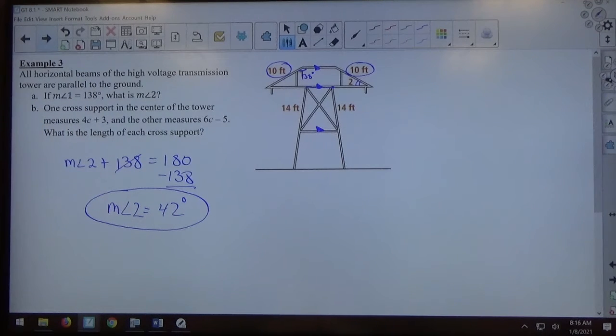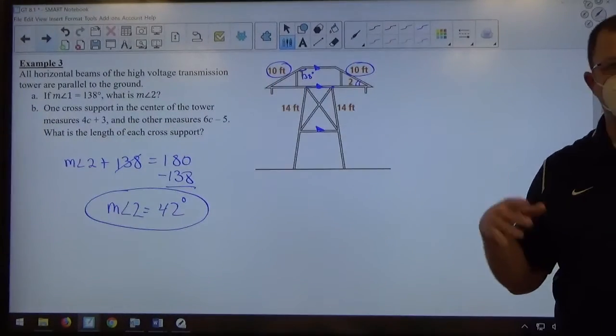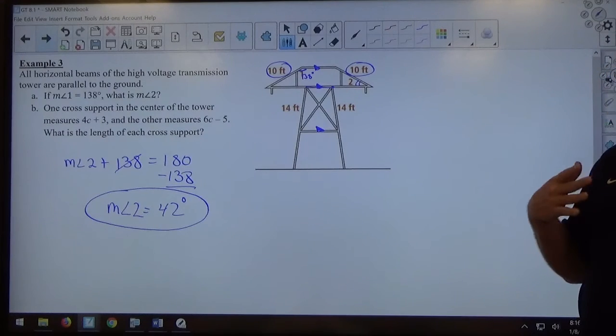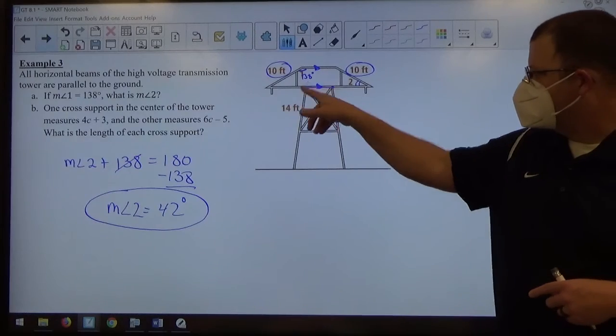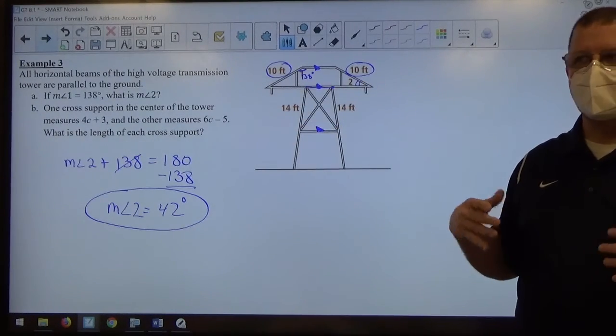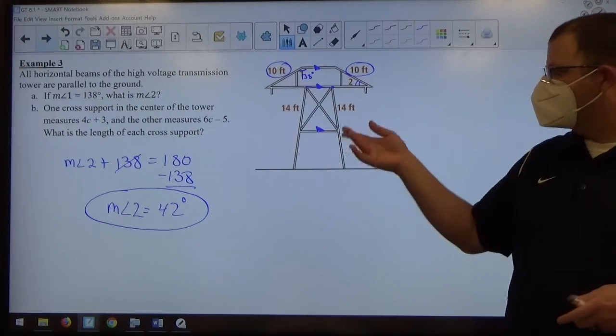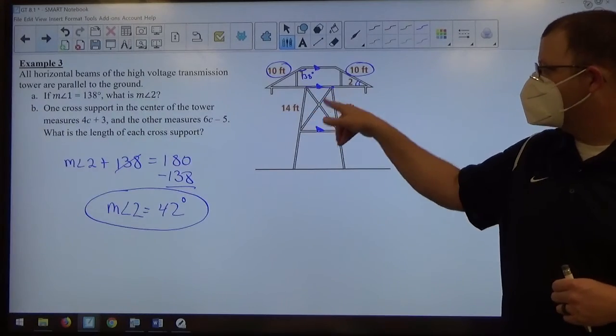Part B says one cross support in the center of the tower measures 4c plus 3, another measures 6c minus 5. What's the length of each cross support? Now, I don't know anything about power lines. I didn't go to school for that. But if they say cross support in the center of the tower, this is the center of the tower. These look like cross supports, right? So again, it's vocabulary I haven't heard before, but I can look at the picture and kind of make a judgment call that they're probably talking about these things.